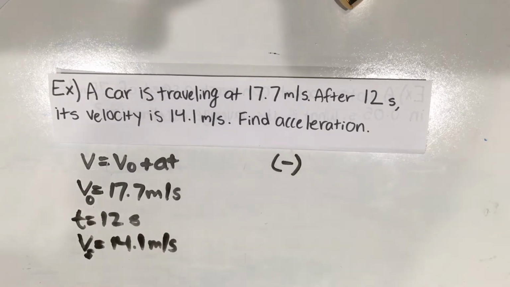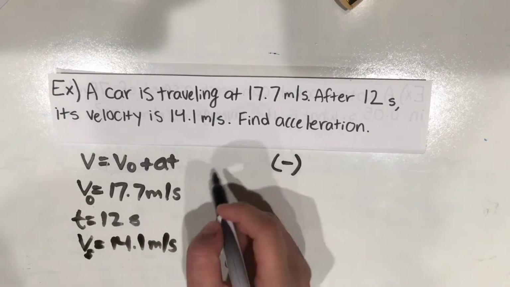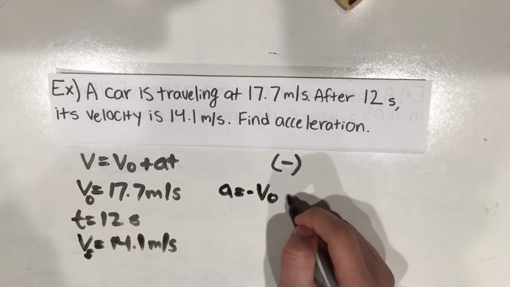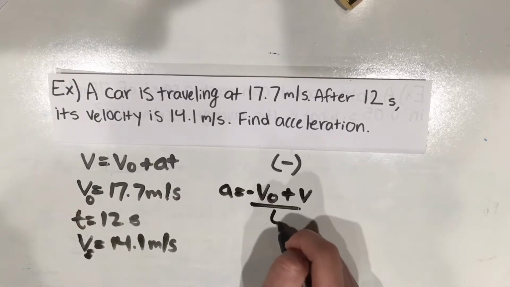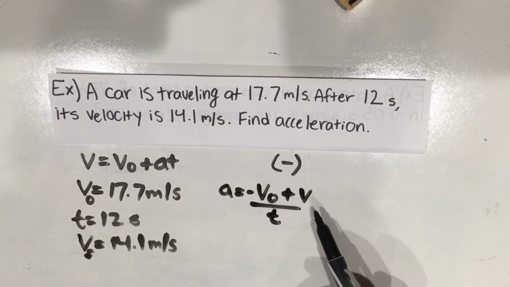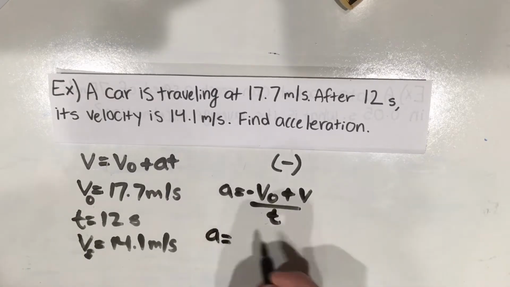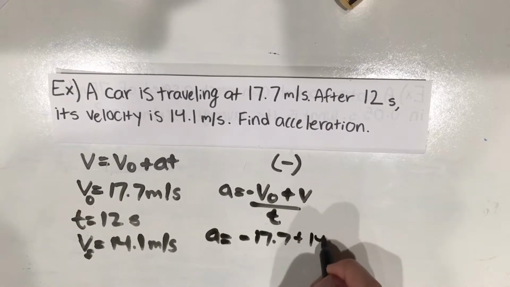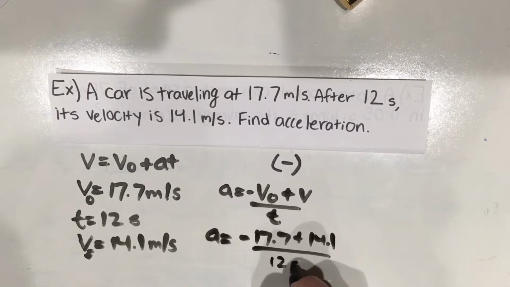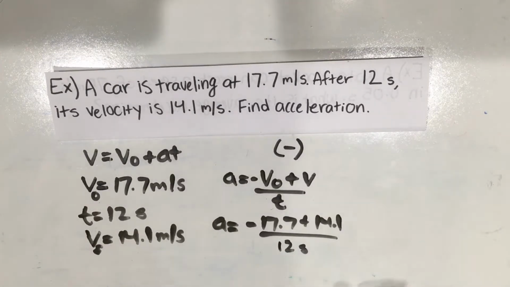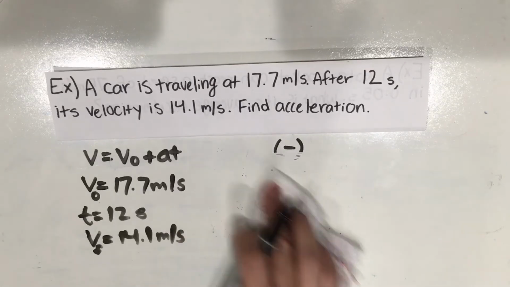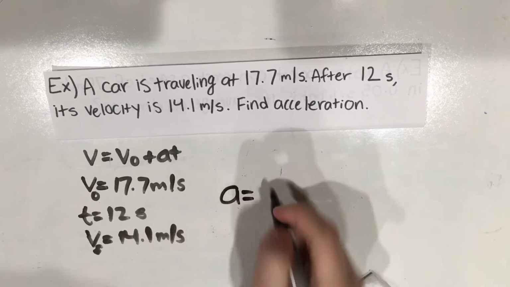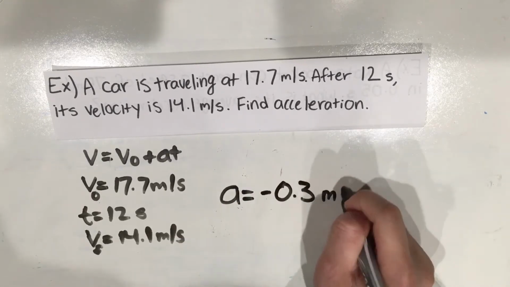So next, we're going to find acceleration. So we have to rearrange this equation. So acceleration would be negative v initial plus v final over time. So next we just plug in these numbers. Now, after solving for acceleration, you'll find that a is equal to negative, we can't forget the negative, 0.3 meters per second squared.